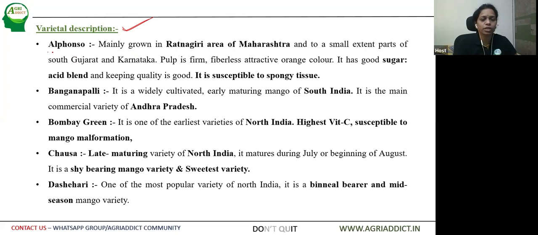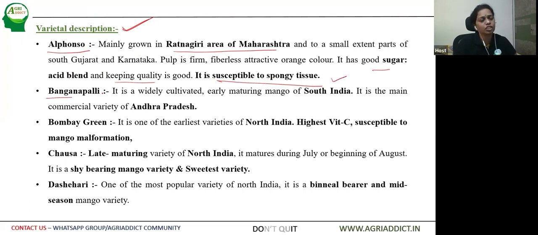The first, we are going in alphabetical order. The first one is Alphonso. It is most popular in the Ratnagiri area of Maharashtra, then some extents of Gujarat, Karnataka, and it has a good sugar. So for table purpose, it is very much important. However, the only negative is that it is susceptible to spongy tissue.